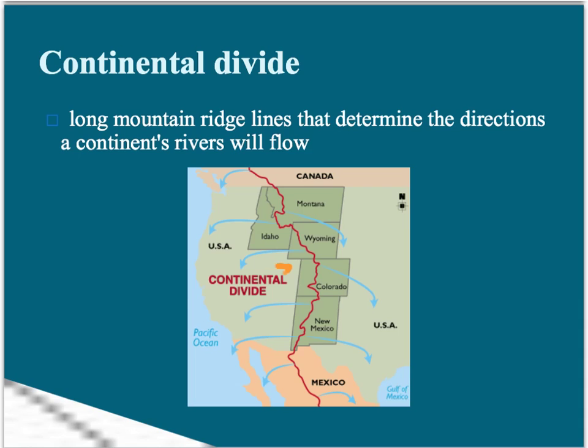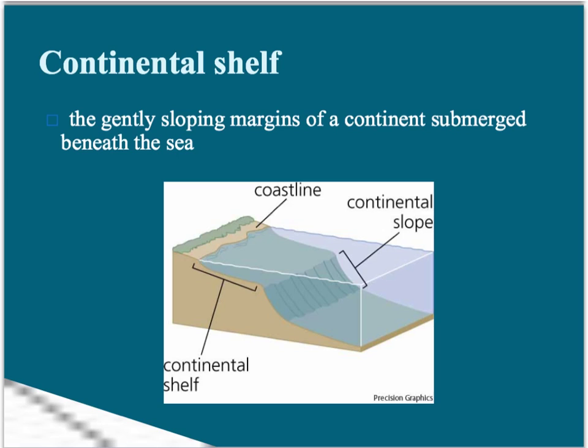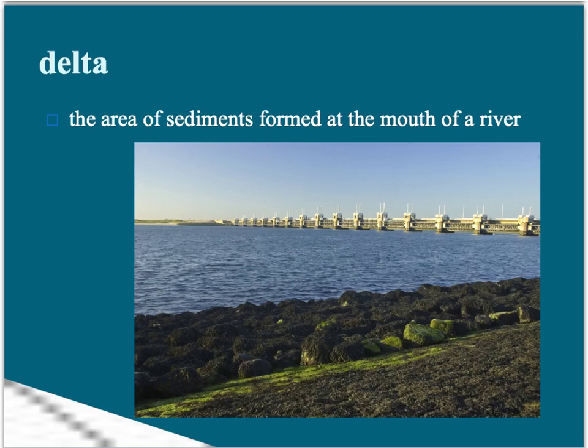So if you're on this side of the Rockies versus this side, the rivers are going to flow a certain way. A continental shelf is the gently sloping margin of a continent submerged beneath the sea. So the shelf here is like if you're going to come out and you hopefully don't want Jaws to eat you. This is the continental shelf as you go out. And then the slope will cut down very quickly. So the shelf is this first part.